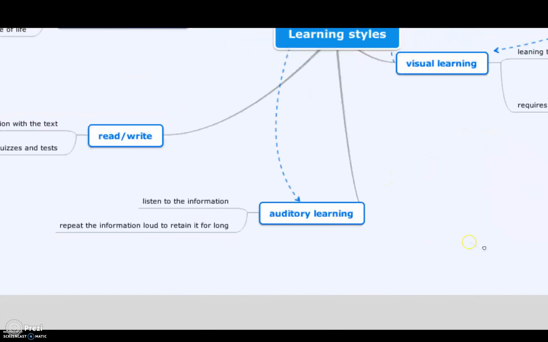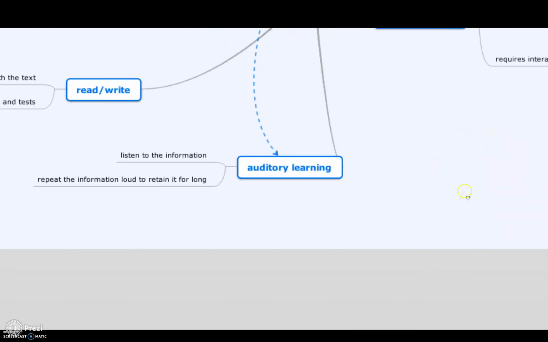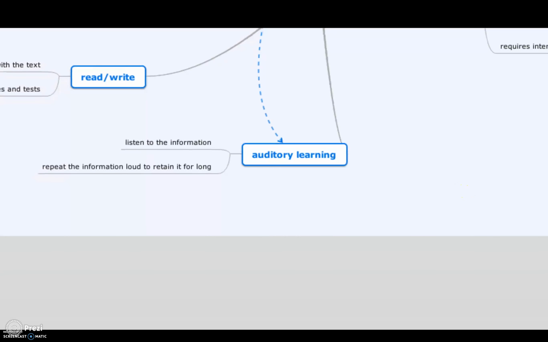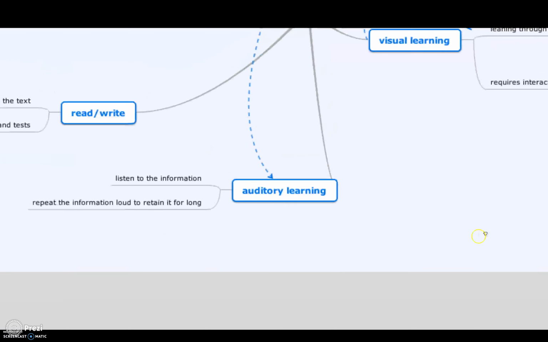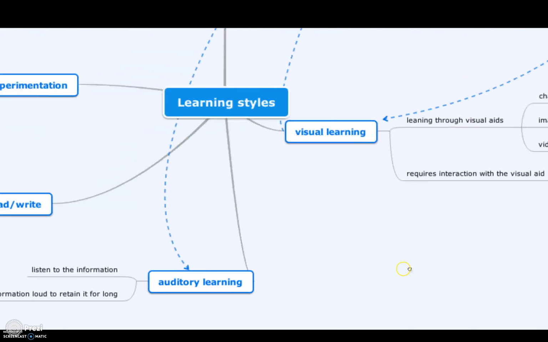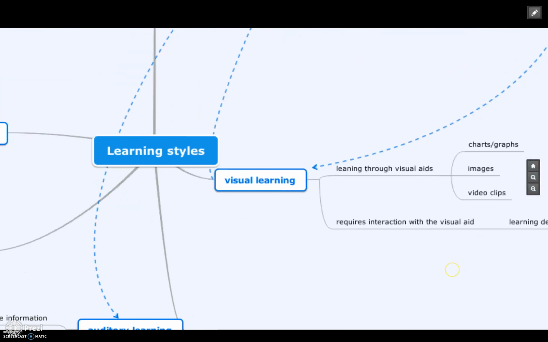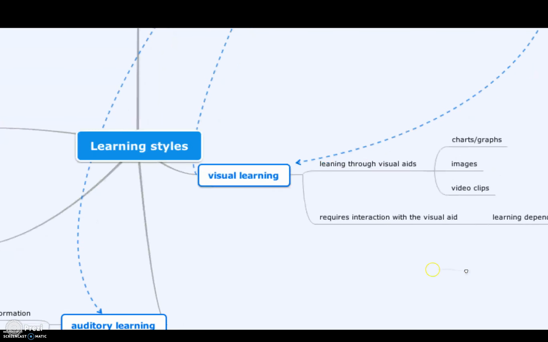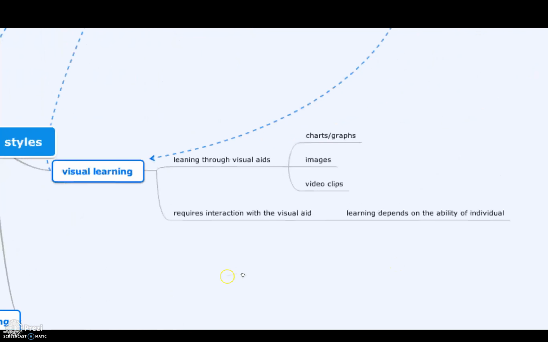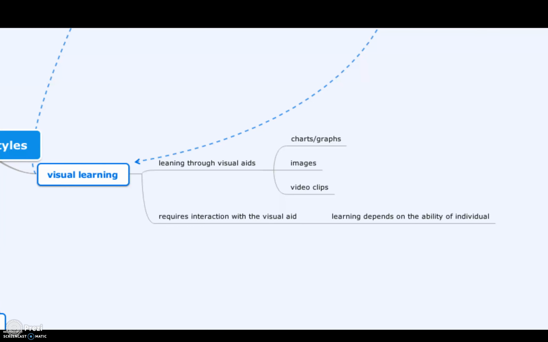Moving on to the next style, that is auditory learning. It involves listening to the learning content and then repeating it loud to the presenter, which helps the learner retain it for long. The last style I discussed is visual learning. As the name explains, it has something to do with visuals. The learner sees images and other learning materials to grasp the information. The visual aids can be graphs, charts, or images.